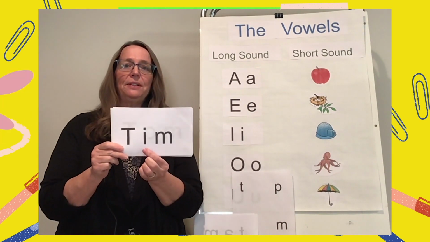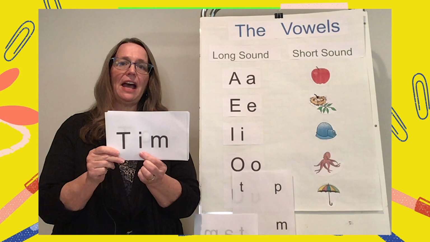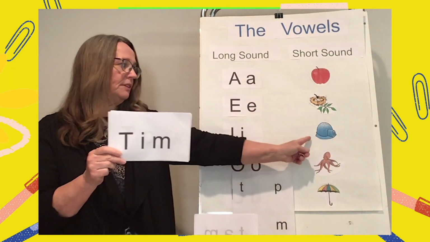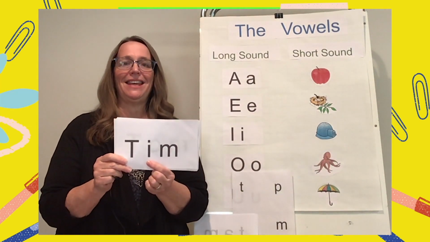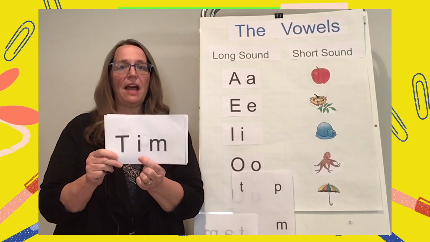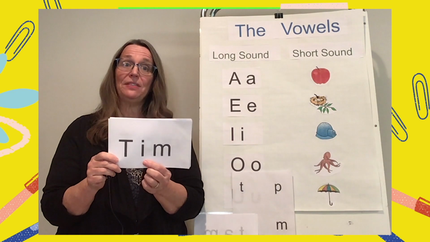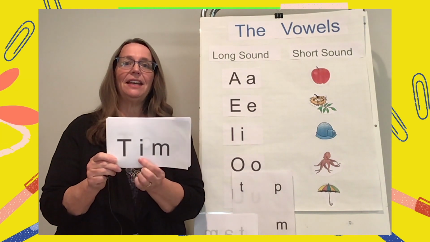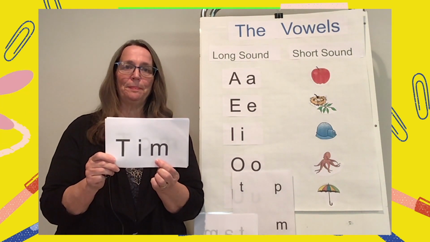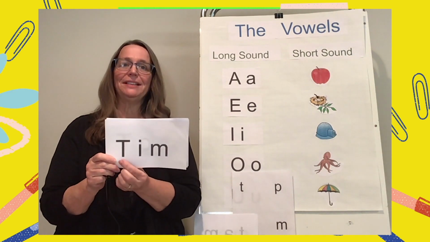Our next word has a different sound in the middle. Let's check on that. The short vowel sound for I is I. So we have the vowel and we're ready to go. I'm going to segment the sounds. T, I. Now you do it.